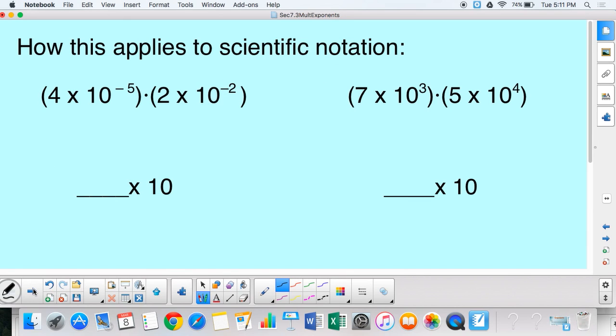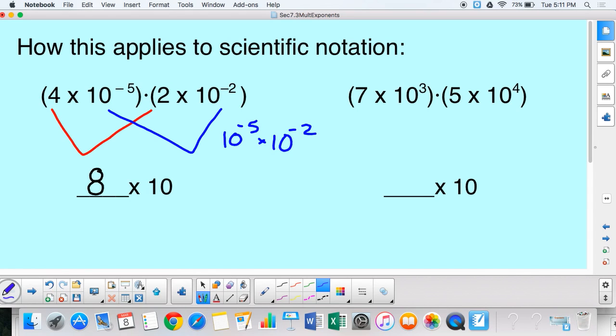With scientific notation, it's really the same thing. Multiply these two together first on their own, we get 8. Multiply these two together on their own. So you're taking 10 to the negative fifth times 10 to the negative second. And our rule that we learned today said we got to take these powers and add them. So this really becomes 10 to the negative seventh for my exponent.